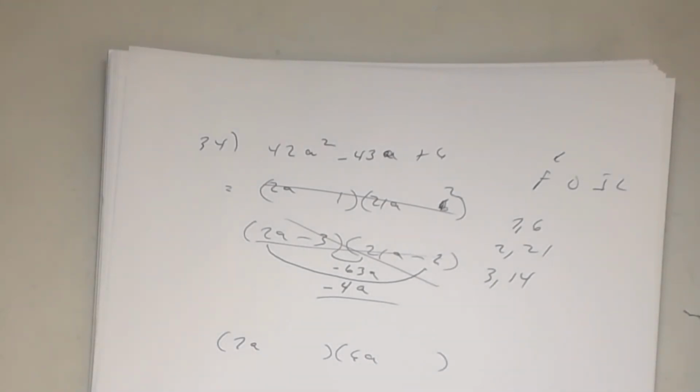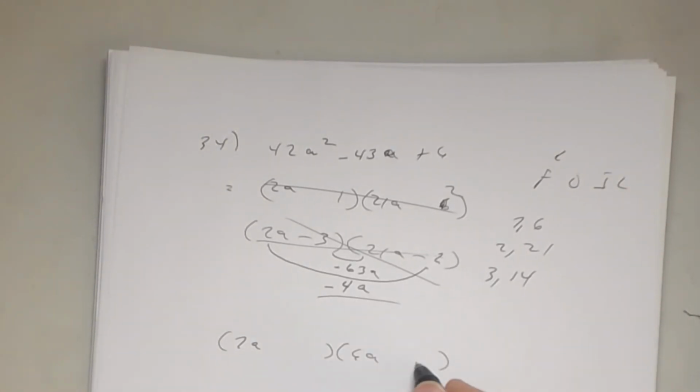Okay, now let's talk about 6. What do you want to try? 6 and 1 or 3 and 2? You want to do 6 and 1? Okay. Where are you going to put the 6? With the 7. It has to go with the 7. You can't put it with this other 6a, because that means you can take out a 6.